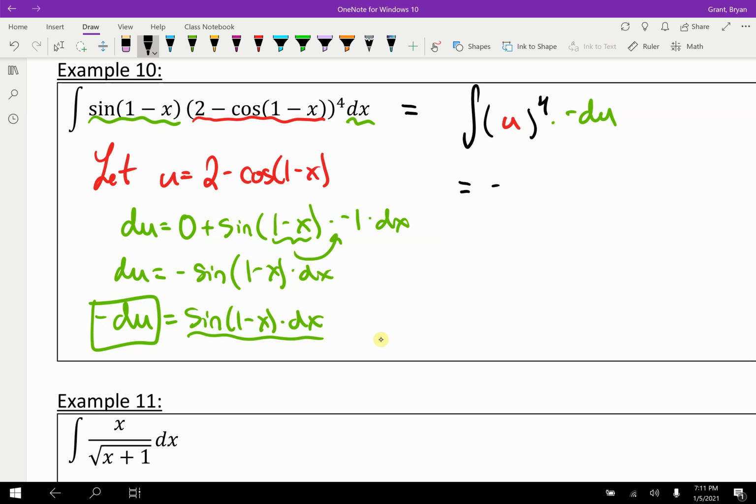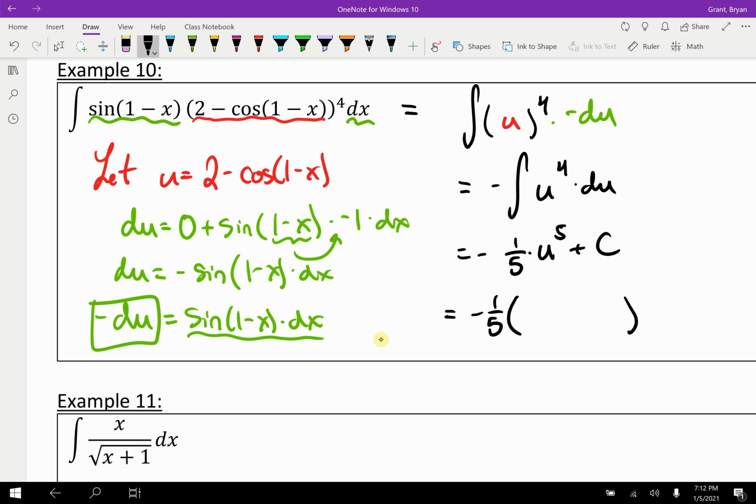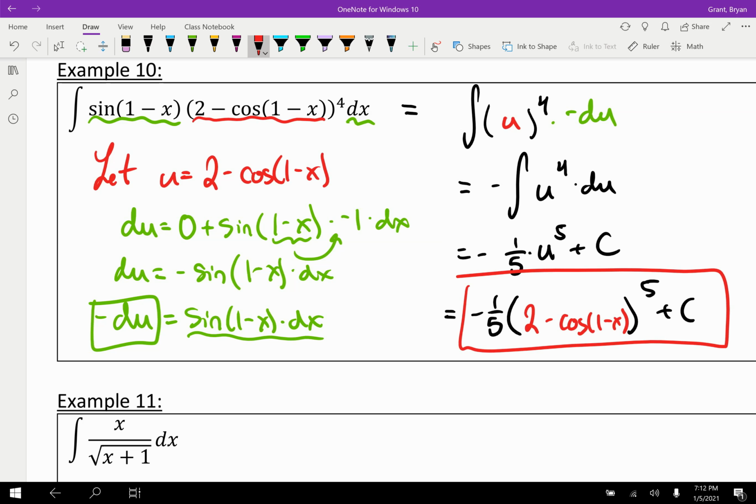Again, using that same trick, moving the negative out front just to make your life a little easier. And then antiderivative, u to the 5th, 1/5 to offset that, plus c, so negative 1/5, and then u to the 5th. Okay, well, u was that original 2 minus cosine of 1 minus x. Whew! Okie dokie. If you got through that, you are awesome. That is a definitely tricky question, one of the harder ones I've seen in a while.